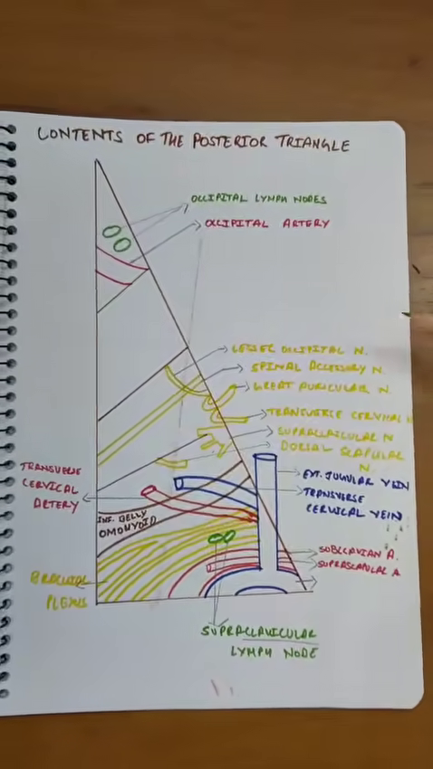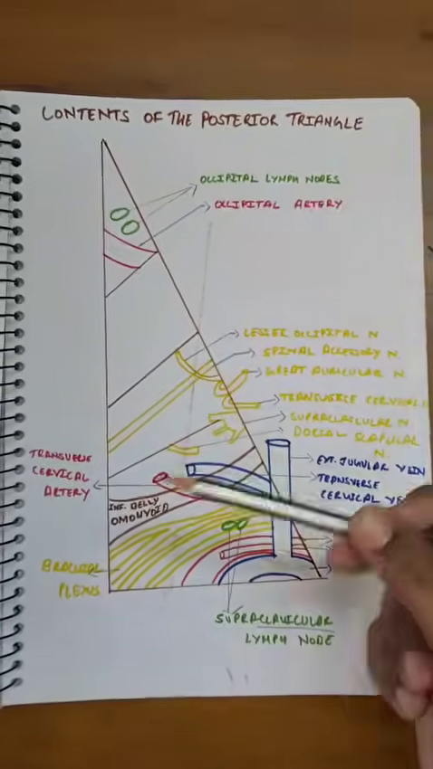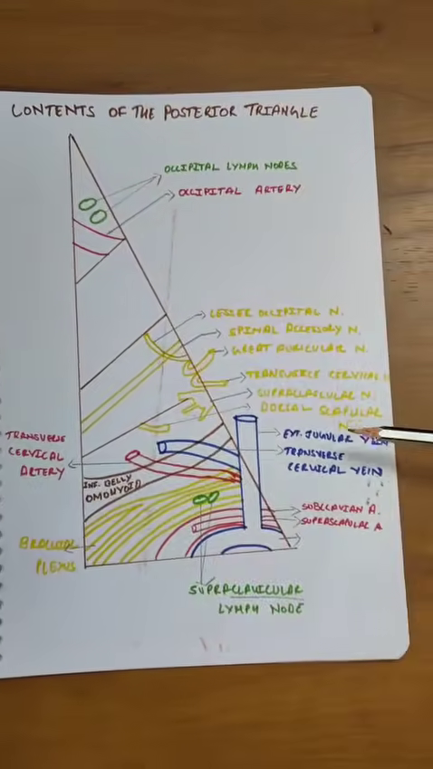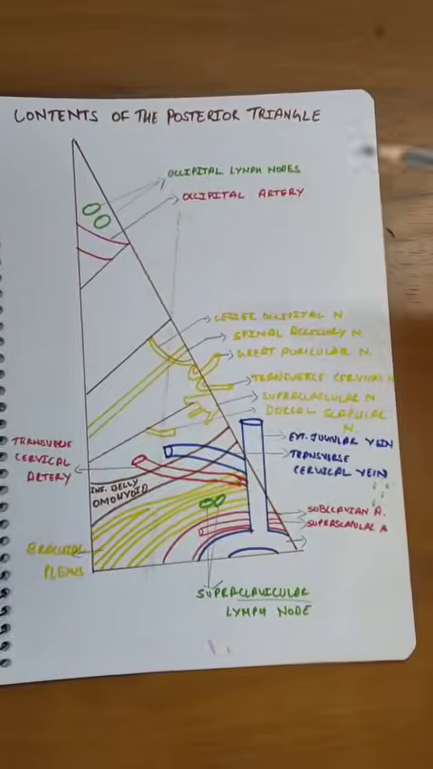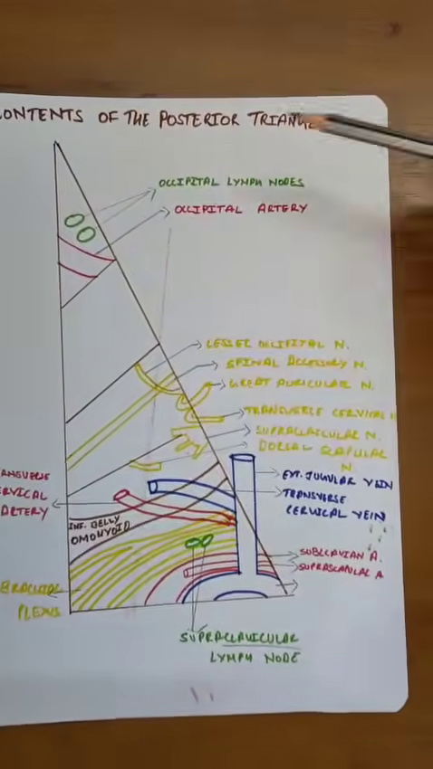Coming to the vessels, we have the occipital artery, the transverse cervical artery and the transverse cervical vein. Coming to the lymph nodes, we have the occipital group of lymph nodes.